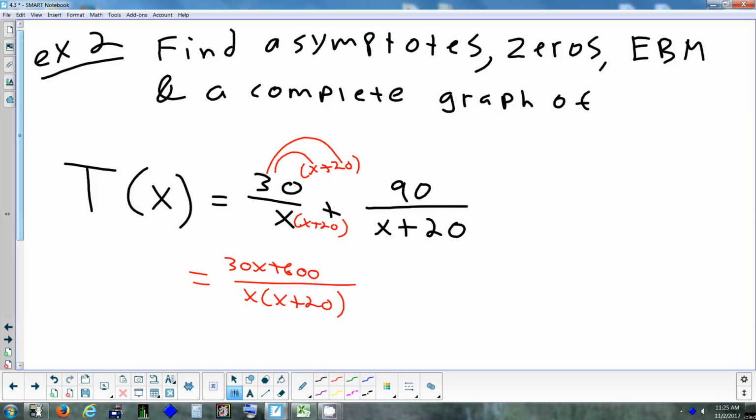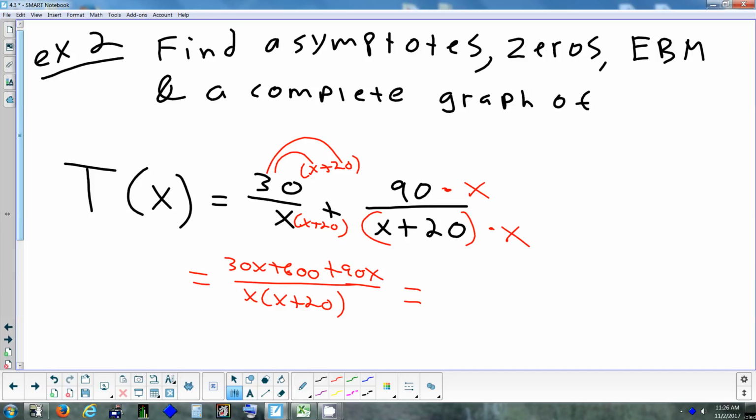Now let's look at the other one. What is the 90 over x plus 20? What is that denominator missing to have the common denominator? Just an x. So you're going to multiply the top by x and the bottom by x. Well, the bottom, I already have it right there, x times x plus 20. I'm not even going to do it out. In the top, I get 90x.